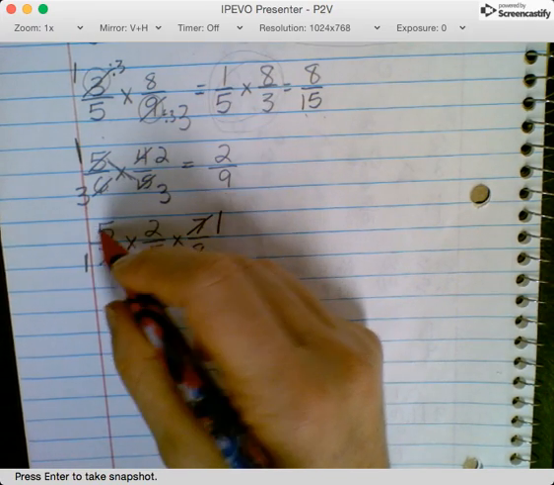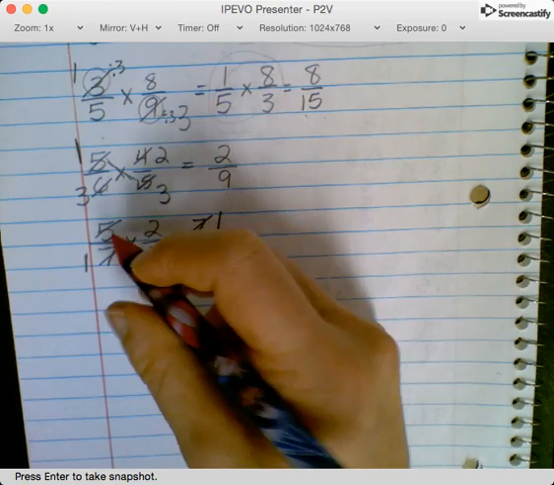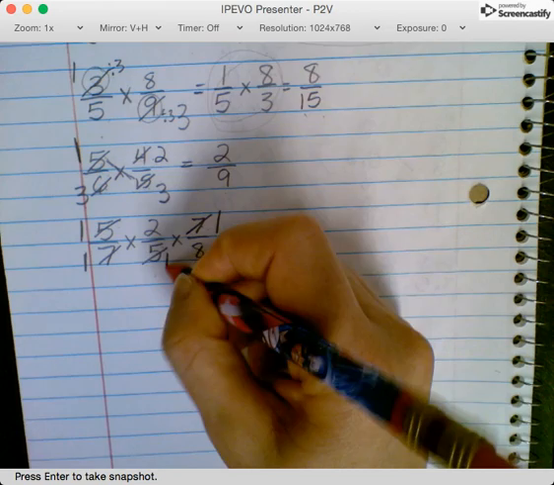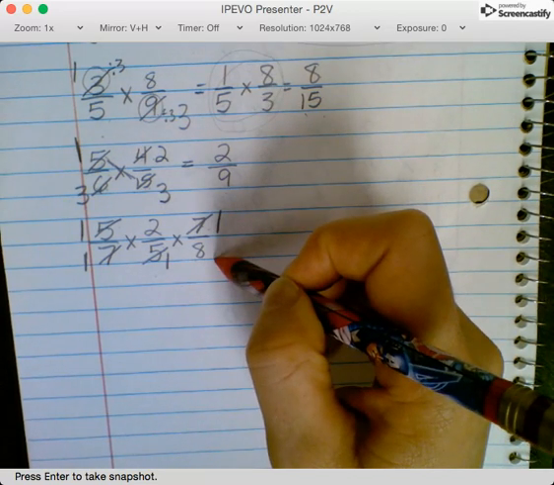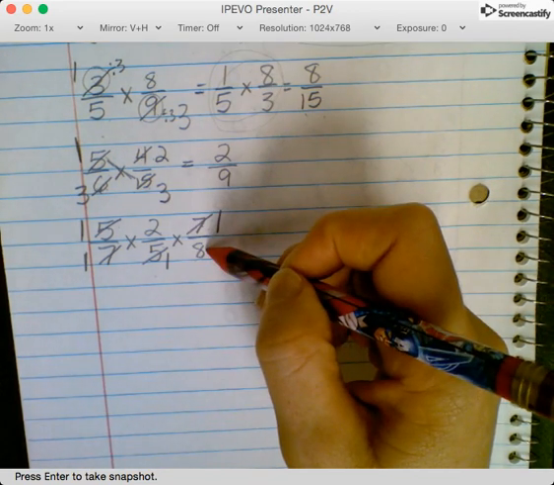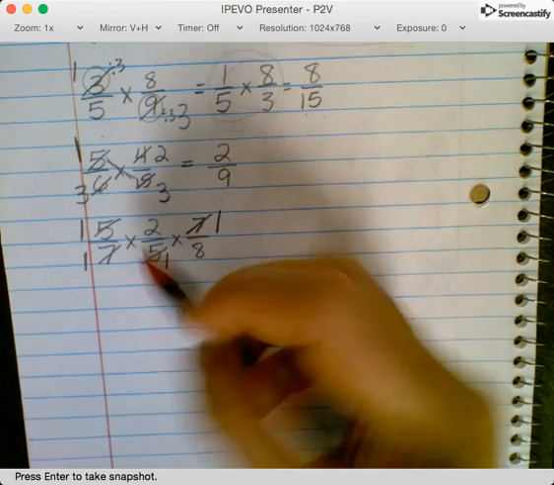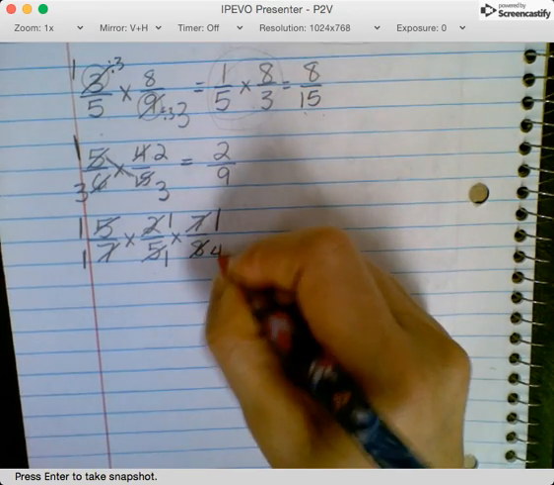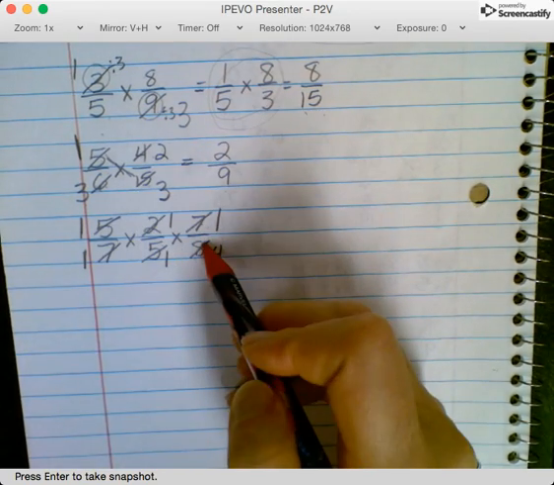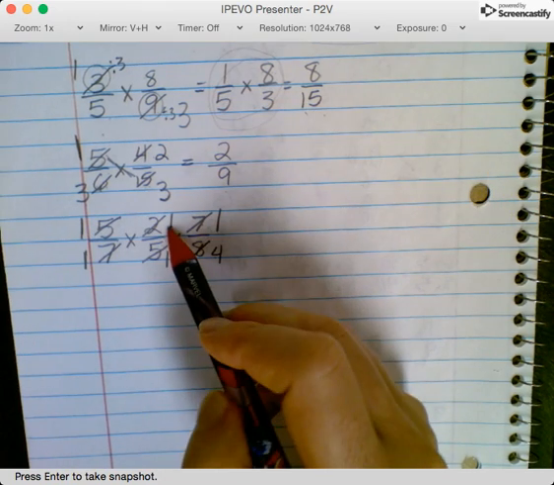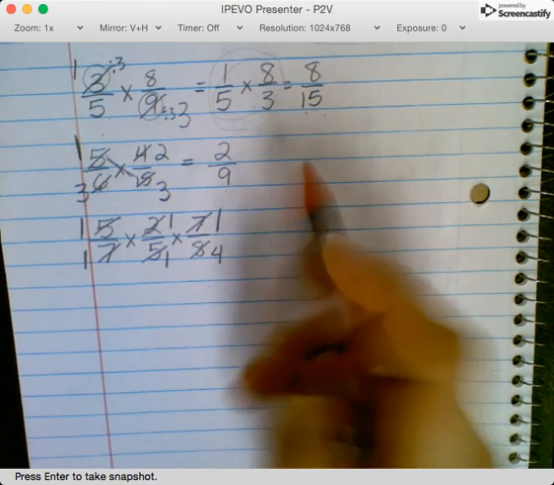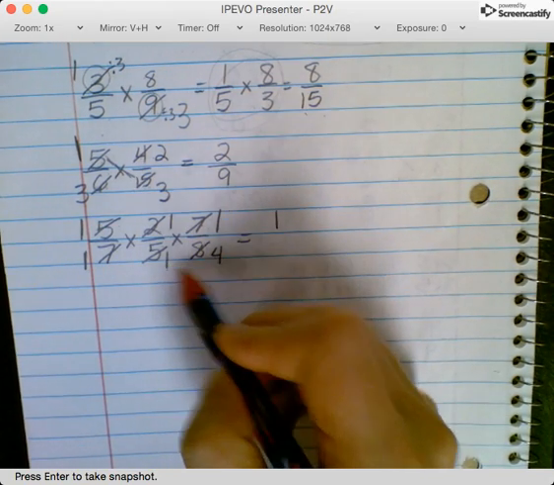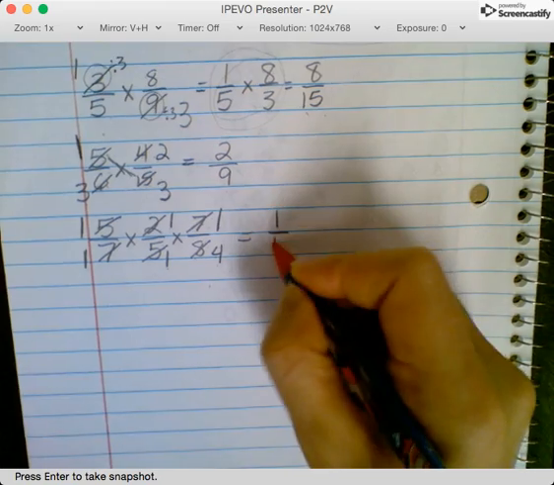And I notice my 5 and my 5 can both be divided by 5. 5 divided by 5 is 1. 5 divided by 5 is 1. Now I'm left with my 2 and my 8, and those are also divisible by 2. So 2 divided by 2 is 1. 8 divided by 2 is 4. Now I have a pretty simple multiplication left. 1 times 1 is 1. 1 times 1 is 1. So that equals 1. 1 times 1 is 1 times 4 is 4.